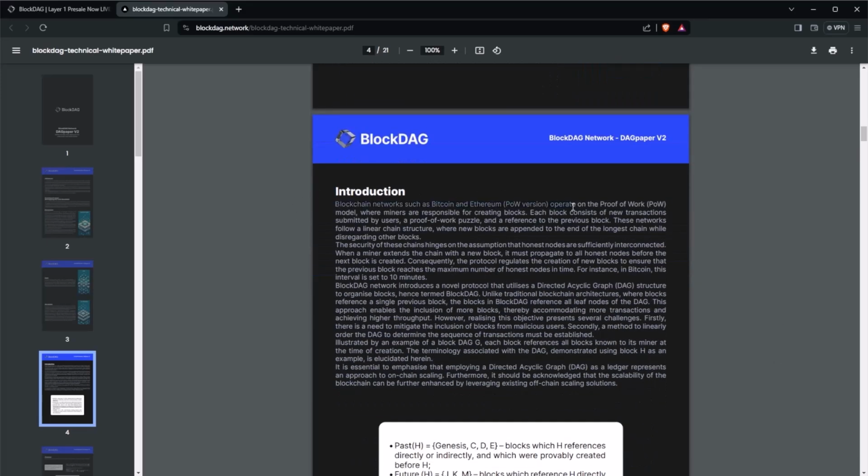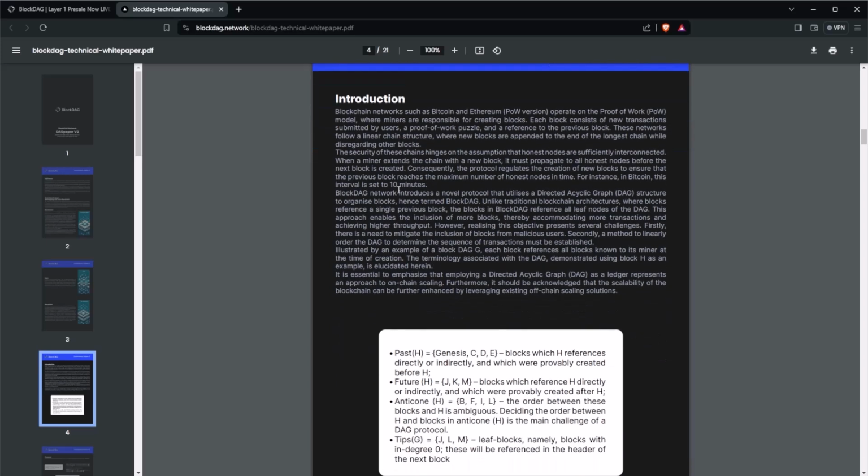Again, we can see blockchains like Bitcoin and Ethereum operate as proof of work, where each block consists of new transactions using a proof of work puzzle. The security of these chains rests on the assumption that the honest nodes are sufficiently interconnected when miners extend the chain with a new block. So BlockDAG introduces a novel protocol that utilizes, again, the DAG structure to organize blocks, hence the term BlockDAG.